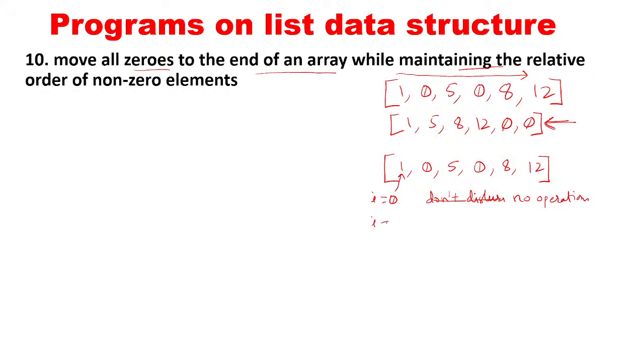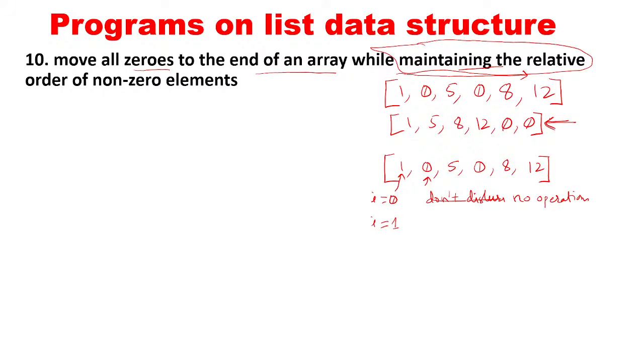Next I'll go to i equal to 1. I encounter 0 here. So what should I do? I should move this 0 to the end of the array. Instead of moving 0 to the end, you can also just swap the last number with this number, but the order will not be maintained: 12 comes here, 0 goes here. If the order requirement is not given, you can simply swap the last numbers with zeros. That's it.